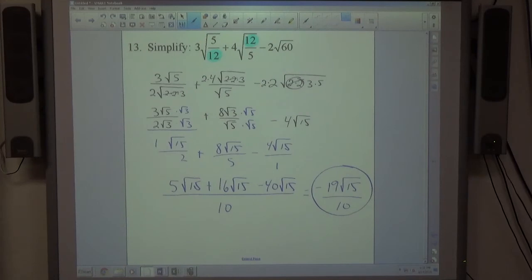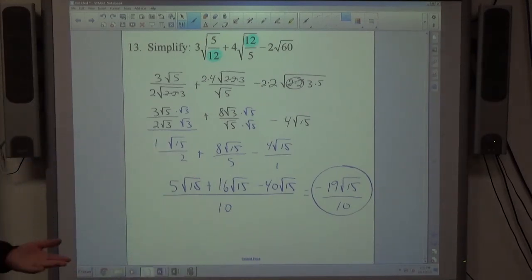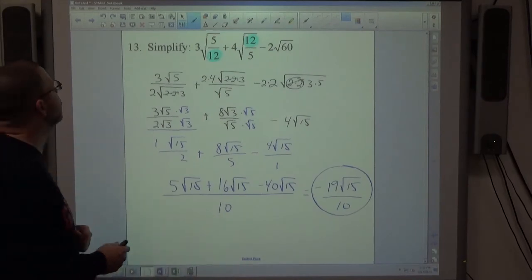If you have negative 57 square root of 15 over 30, which would have happened had we not reduced here, that's still correct. I'm not going to count it wrong. Reducing would be better, but I'm not going to count it wrong to get the right answer.